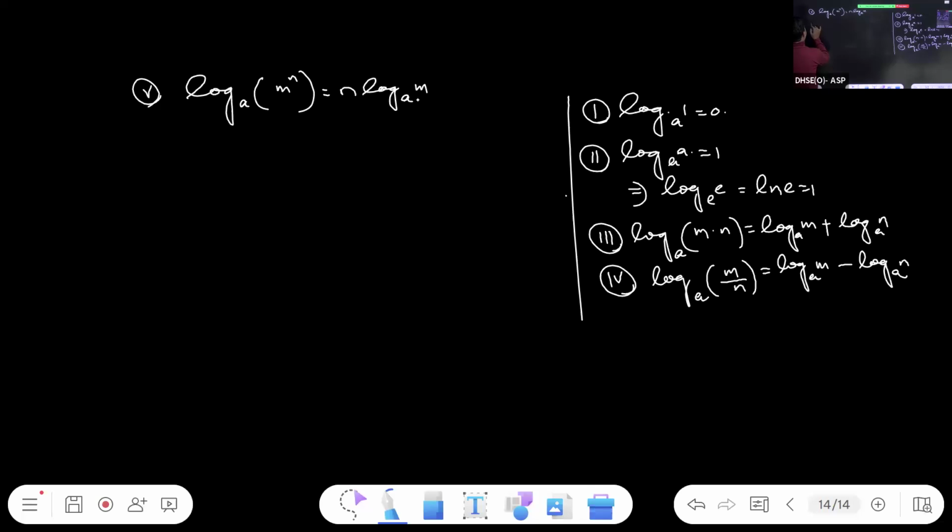Property 6. Log a to the base b equals 1 upon log b to the base a.